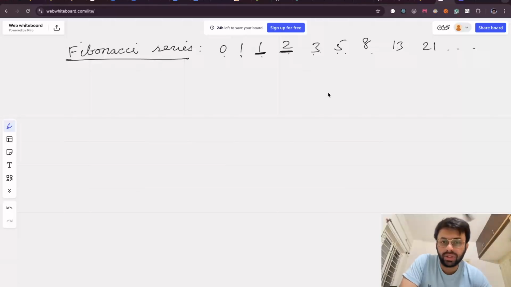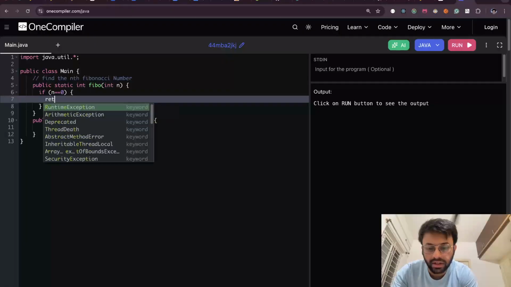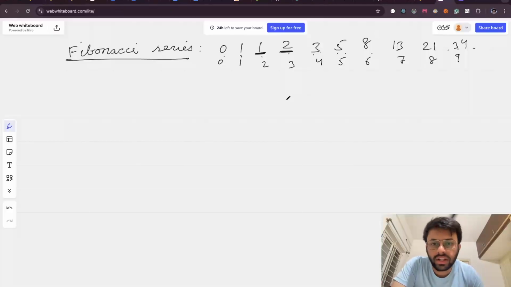Okay, so this is the 0th Fibonacci number, the first Fibonacci number, the second, third, fourth, fifth, sixth, seventh, eighth, and so on. So if someone asks me what is the 9th Fibonacci number, it will be 13 plus 21, 34. Okay, so here if n is 0, then I'll return 0. Why? Because the 0th Fibonacci number is always 0 and the first Fibonacci number is always 1. So if n is 0, I need to return 0. If n is 1, I need to return 1.